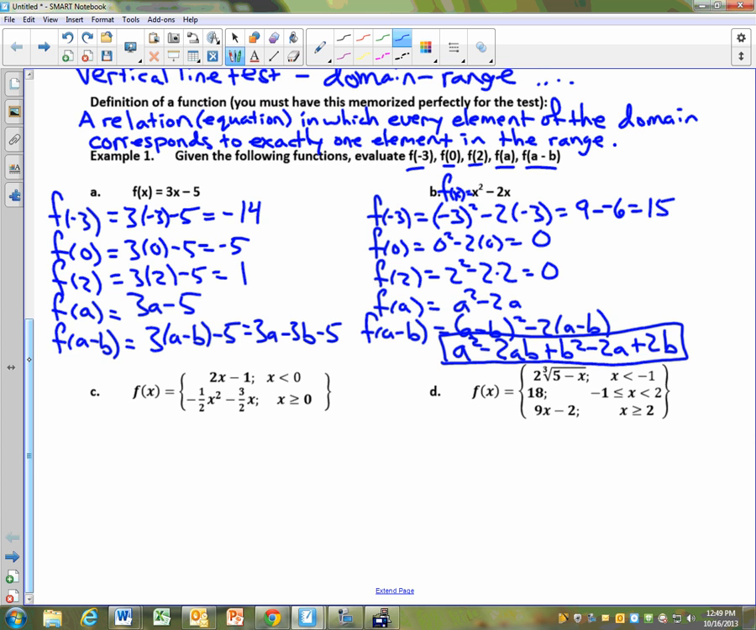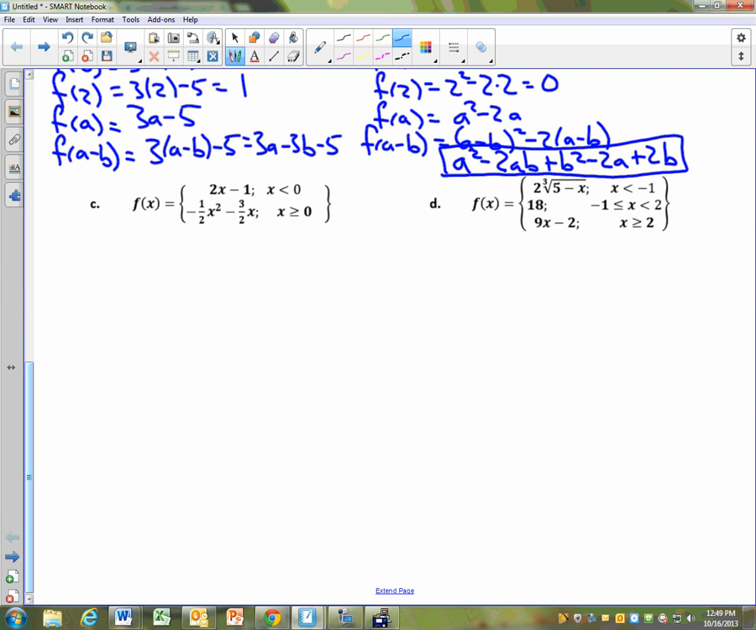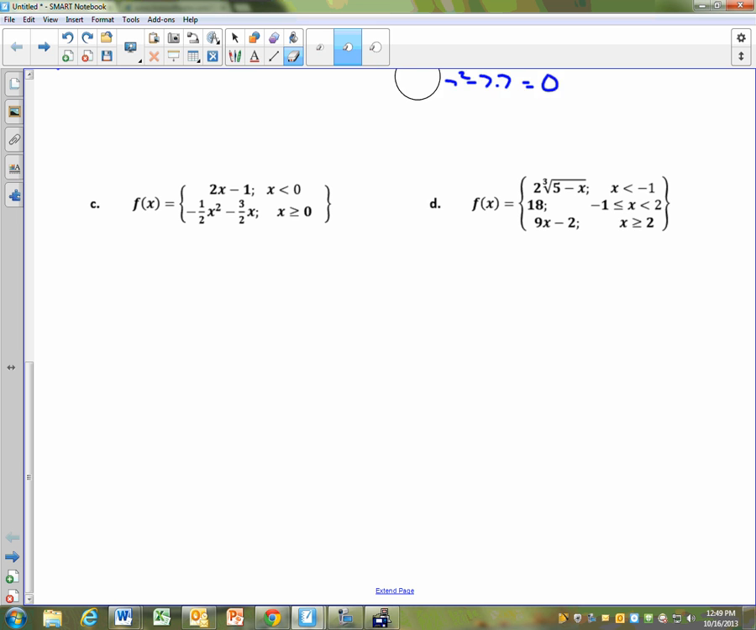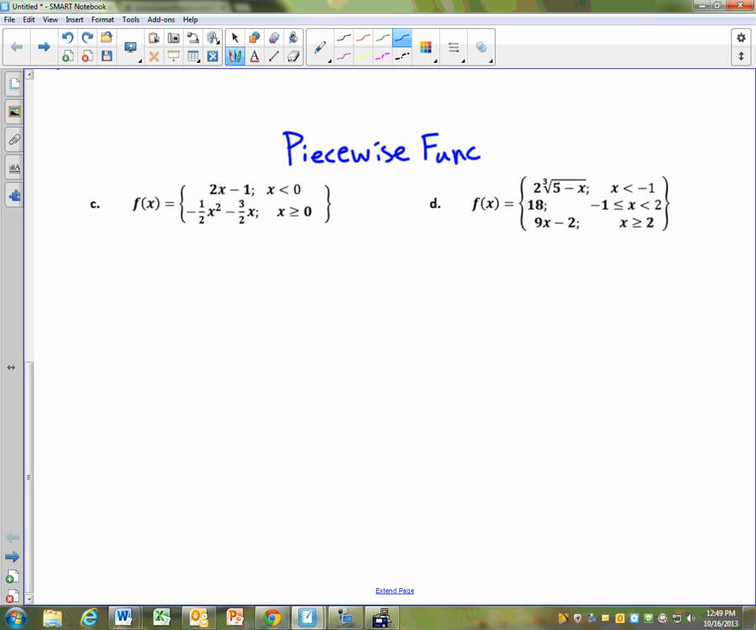All right, so let's look at C. Any questions on the last one before we move on? Okay, then let's do C. These are different. This is new. You should not recognize this most likely. These are called piecewise functions.